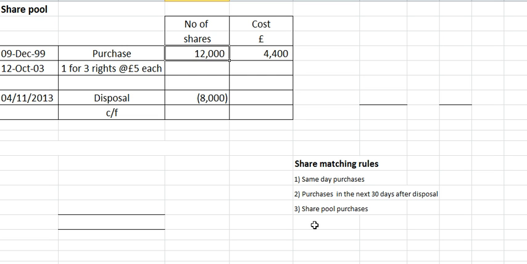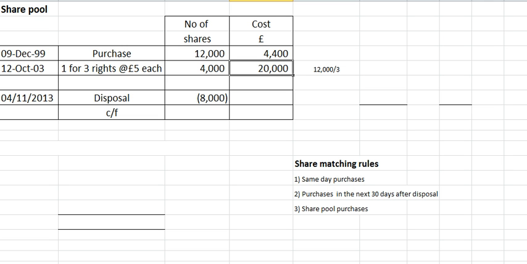So all you do first of all is you put in number of shares and the cost, purchases, and then the one thing they like to throw in is either a rights issue or a bonus issue. Really quite straightforward. It says 1 for 3 rights, so basically it means for every 3 shares you're going to get one share. So all you do is divide 12,000 by 3. You only get the new shares based on the existing shareholding, so 12,000 divided by 3 is 4,000, and they cost £5 each, times 5 is 20,000.